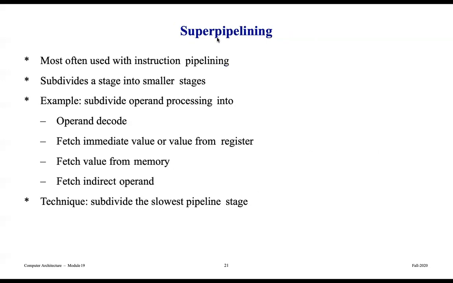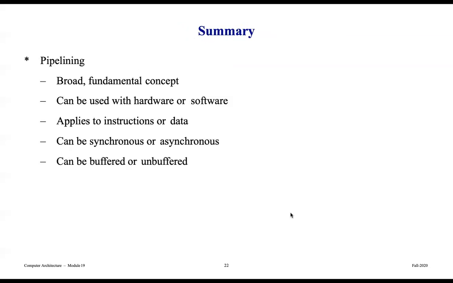What about something called superpipelining? It's most often used with instruction pipelining, and it subdivides a stage into smaller stages. An example is to subdivide operand processing into operand decode, fetch immediate value or value from the register, fetch value from memory, and fetch indirect operand. The technique is to subdivide the slowest pipeline stage.